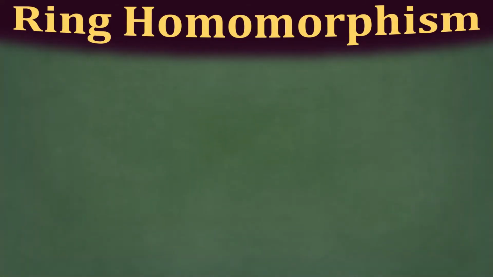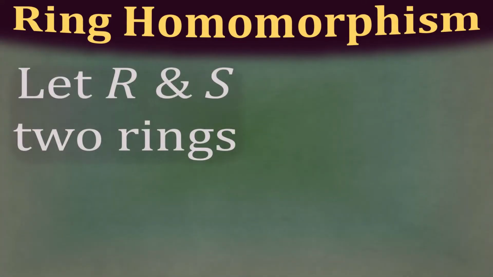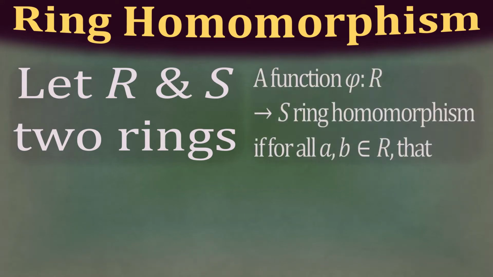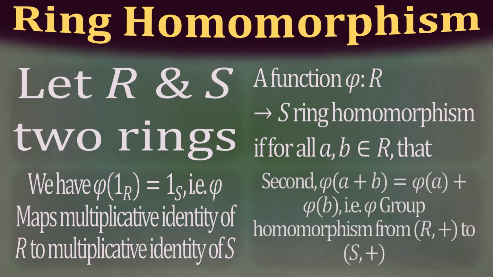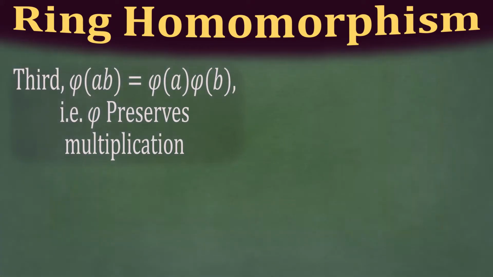Now, let's move on to defining a ring homomorphism. Let R and S be two rings. A function phi from R to S is a ring homomorphism if for all a and b in R, we have that first, phi of the identity element in R is equal to the identity element in S, i.e. phi maps the multiplicative identity of R to the multiplicative identity of S. Second, phi of a plus b is equal to phi of a plus phi of b, i.e. phi is a group homomorphism from R with addition to S with addition. Third, phi of ab is equal to phi of a times phi of b, i.e.